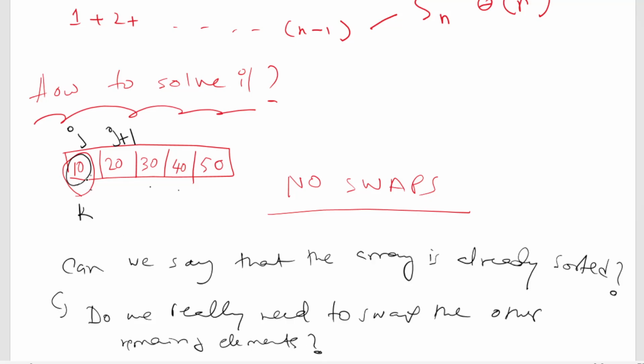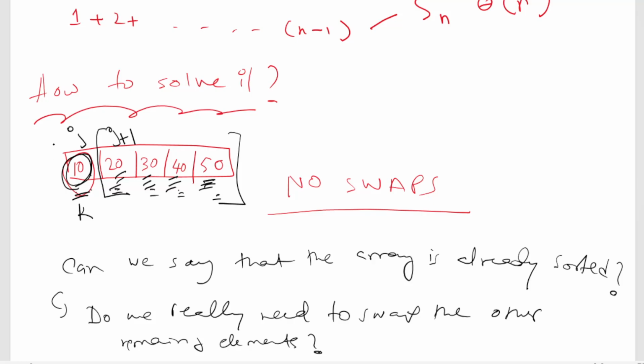Now, if you look at this array again, we check 10, the first element, with all the numbers, and we see that we didn't have to swap 10. As a result, if we look at the remaining numbers, we do not have to swap any number. We do not have to swap 20 because 20 is smaller than the rest of the numbers. We do not have to swap 30 because 30 is smaller than the rest of the numbers. We do not have to swap 40 because 40 is smaller than the remaining number 50, and 50 is the last number of this array.